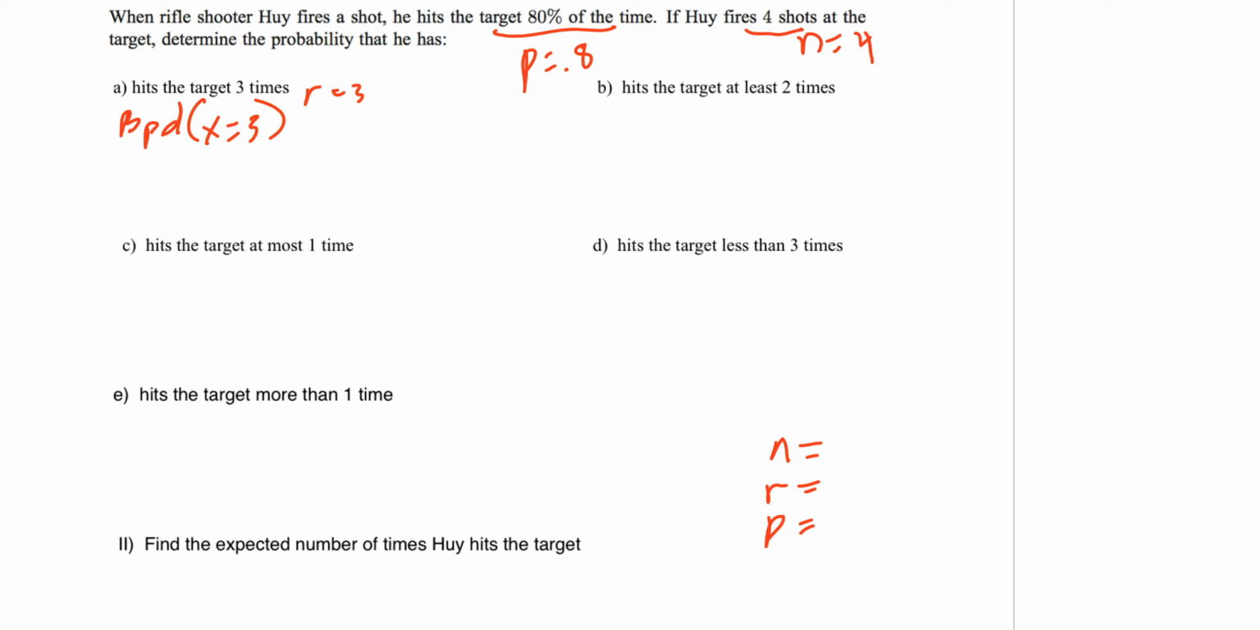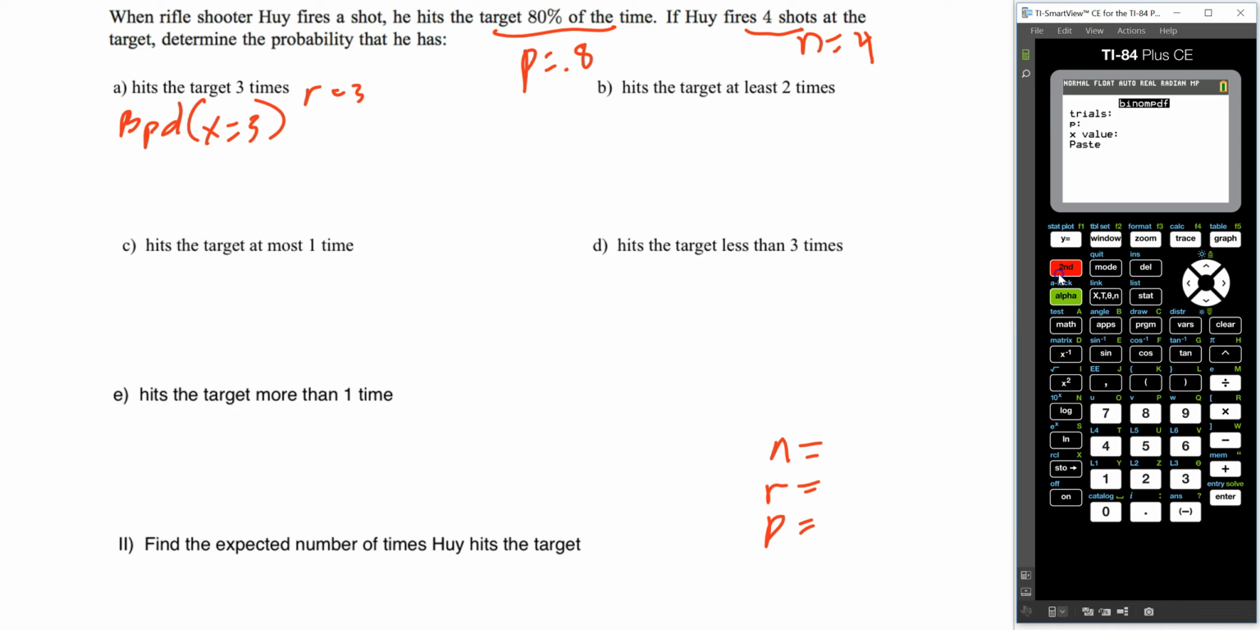So how do we do this? Well, we get to our calculator. Let me go back to the home screen real quick. Go to distribution. Go up to binomial PDF, because we only want it exactly. Trials is 4. Probability is 0.8.